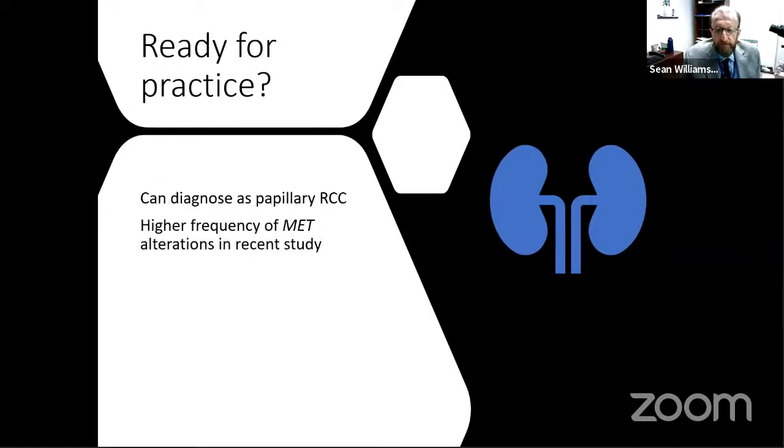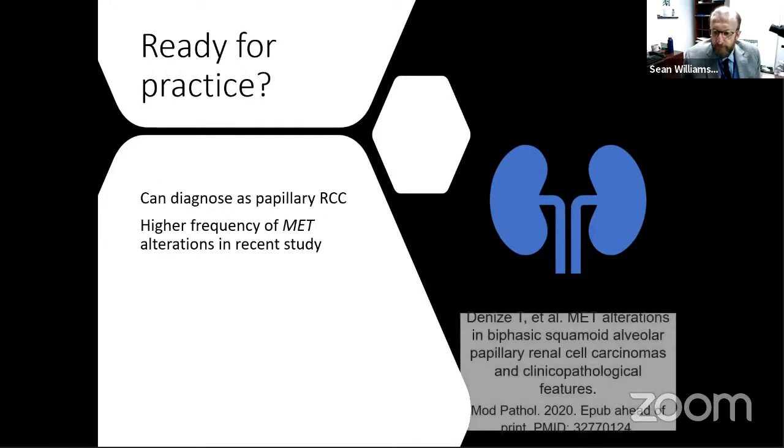Actually, a recent study found that there seemed to be a higher frequency of MET alterations in tumors with this morphology, which was just published in Modern Pathology. Apologize, it's a little bit cut off there, but hopefully you can see the reference. So MET alterations are one of the hallmarks of papillary renal cell carcinoma, although until recently we thought those occurred only in a relatively small subset of papillary renal cell carcinomas. But it appears when you enrich for this histology, they are more common.